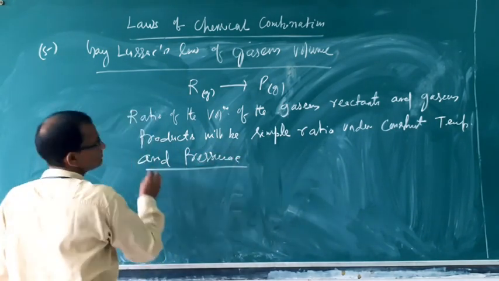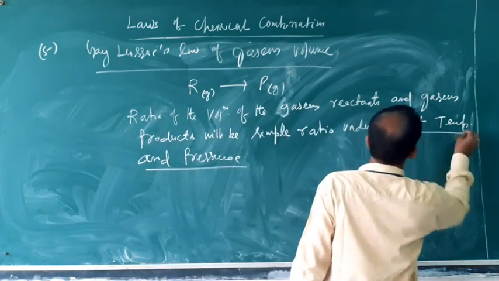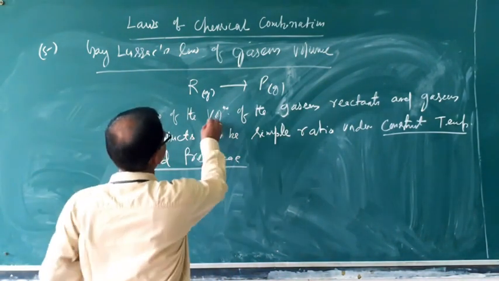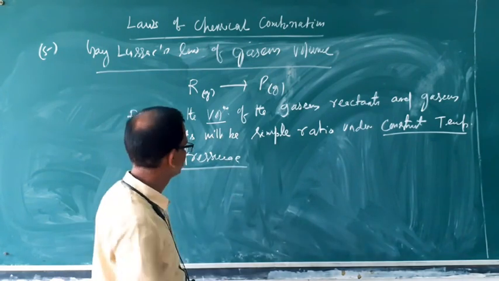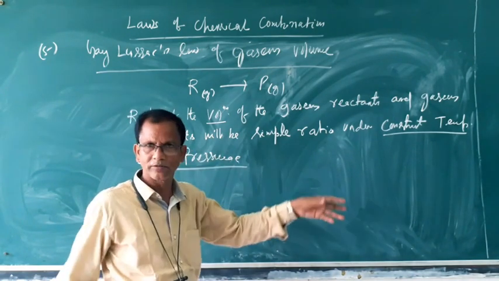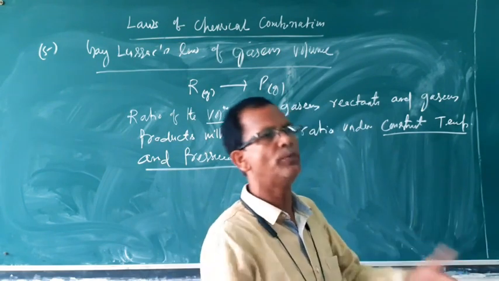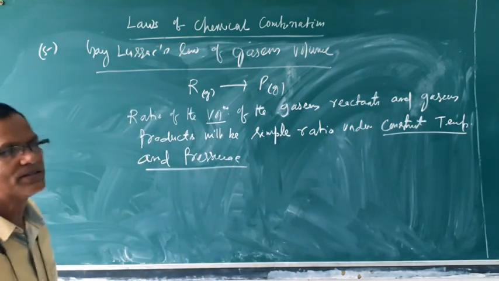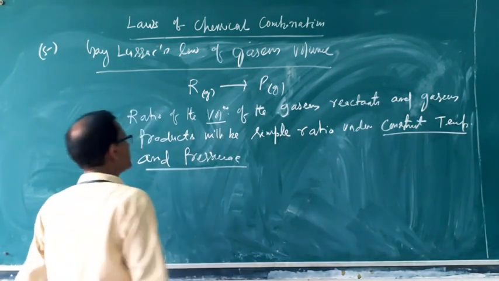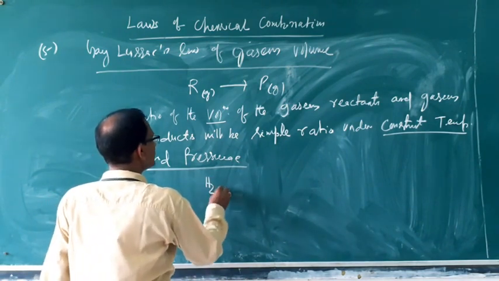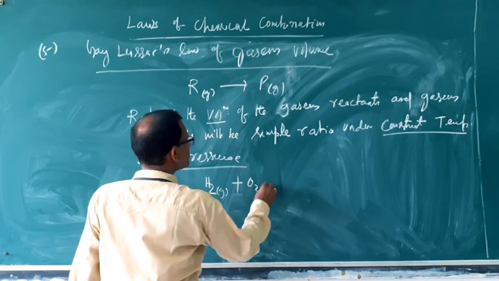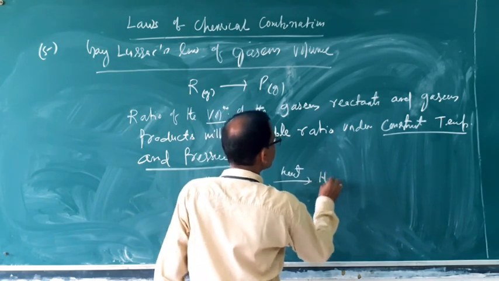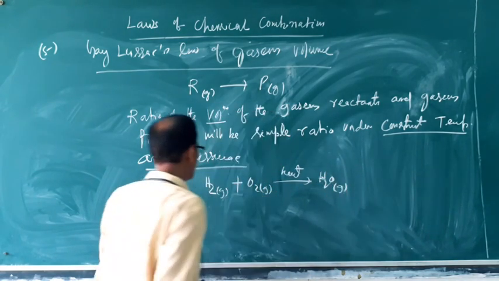This is the condition. The pressure and temperature should be constant, and the volume of the reactants will be compared with the volume of the product. Volume of reactant and volume of product will be compared, taking constant temperature and pressure. This ratio will be a simple ratio. For example, hydrogen gas burns in the presence of oxygen gas, on heating produces steam. Steam is also a gas. You balance it.